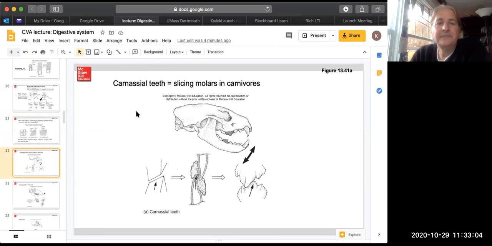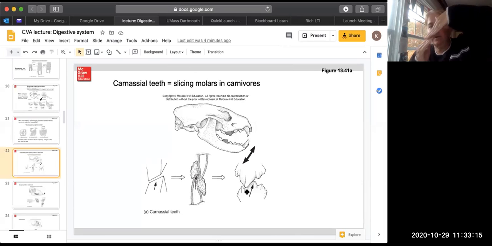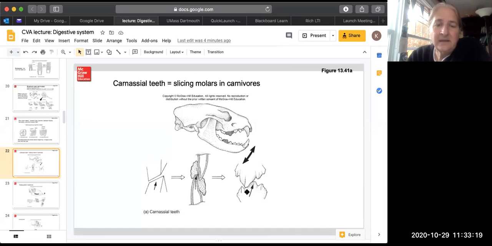Here's what's called carnassial teeth, which are in the strict carnivores. They have these slicing molars. Here's a good demonstration of how they go right next to each other and literally will slice meat like a knife. Their paws can't use fork and knife like we can. They have to use their teeth, right? So they have these sharp slicing teeth to cut the meat.